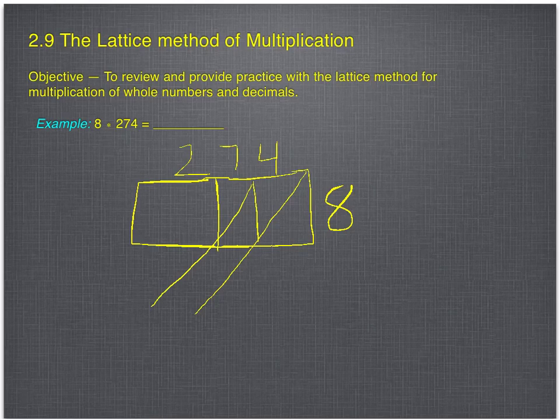Try to make your lines even, because the more even and spaced out you do this, the fewer mistakes you'll make. Alright, so the first thing we need to start with is 4 and 8, multiplying 4 times 8. 4 times 8 is 32. The top box gets the larger place value.